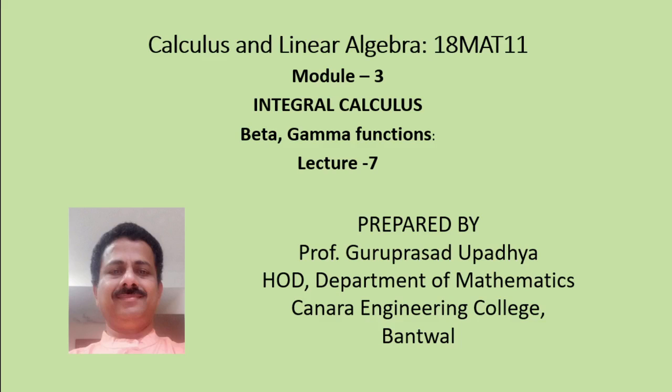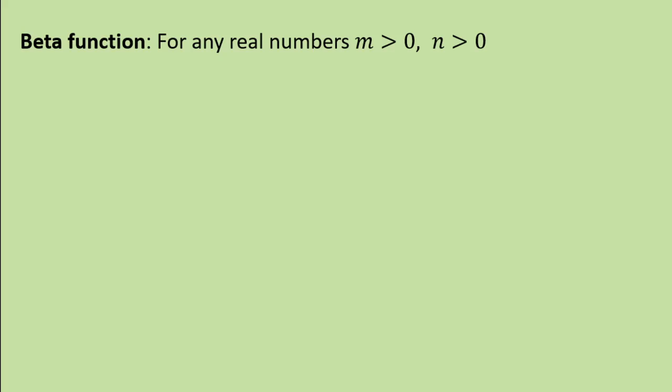In the 7th lecture in Calculus and Linear Algebra 18MAT11, Module 3, I am going to discuss beta gamma functions. Beta function. For any real numbers m and n greater than 0, that means for positive real numbers m and n, beta(m, n) is the integral 0 to 1 of x^(m-1) (1-x)^(n-1) dx.